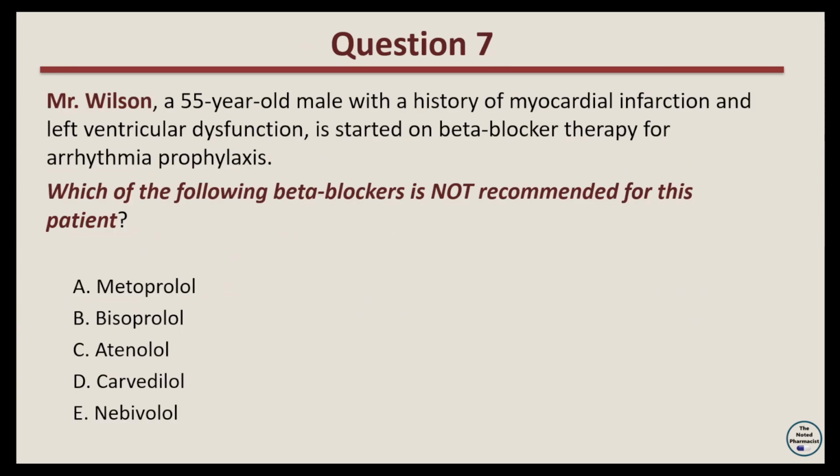Question 7. Mr. Wilson, a 55-year-old male with a history of myocardial infarction and left ventricular dysfunction, is started on beta-blocker therapy for arrhythmia prophylaxis. Which of the following beta-blockers is not recommended for this patient?